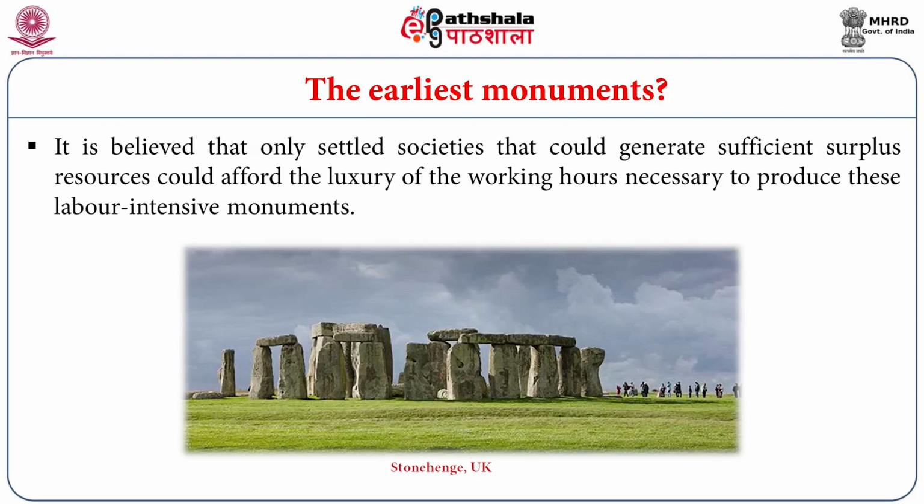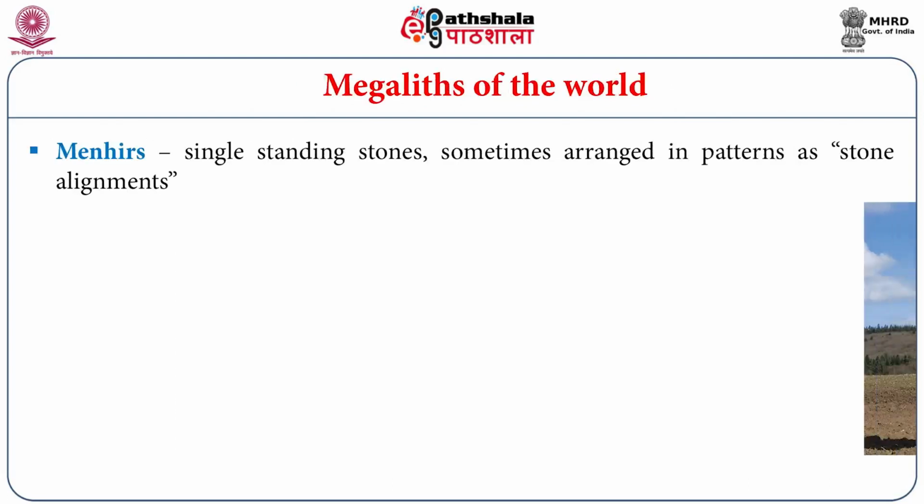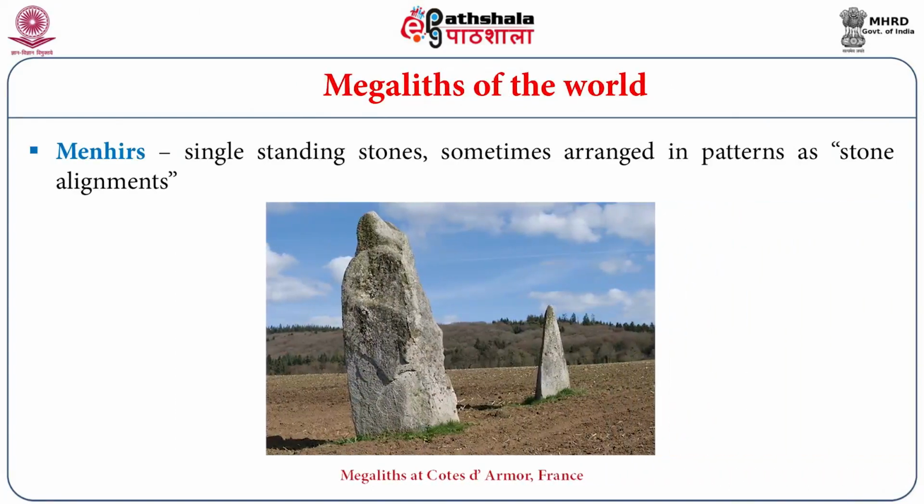We have the earliest evidence for the megaliths from the Neolithic context in Europe. What you see here in this image is the famous megalithic monument of Stonehenge found in England. This is the most important megalithic monument in Europe. It is a massive structure. Megaliths are also found in other countries of Europe. We have menhirs, which are actually tall standing stones. Sometimes they resemble human figures occasionally, and they are also very important features on the landscape.